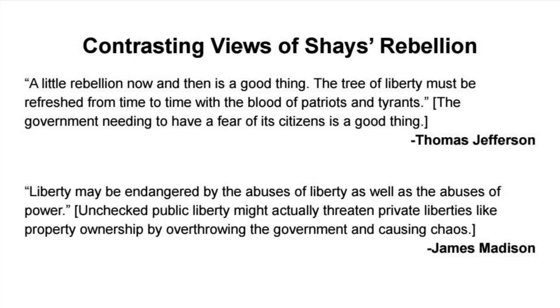On the flip side, though, Thomas Jefferson, here up top, said, a little rebellion now and then is a good thing. The tree of liberty must be refreshed from time to time with the blood of patriots and tyrants. So he thought the government should have a healthy fear of its citizens. So these are contrasting views. People like Jefferson liked the Articles because it provided all the power to the individual states. Madison was more apt to support a replacement that gave more power to the national government.